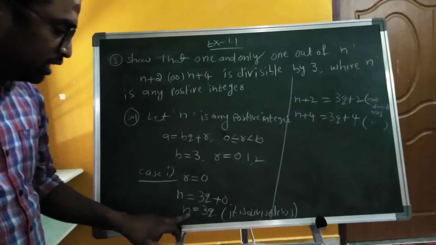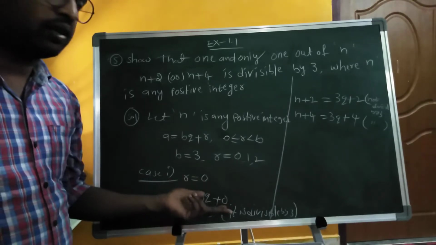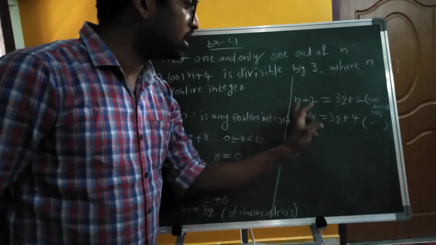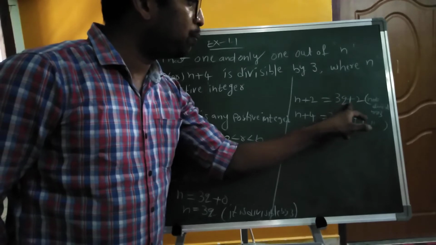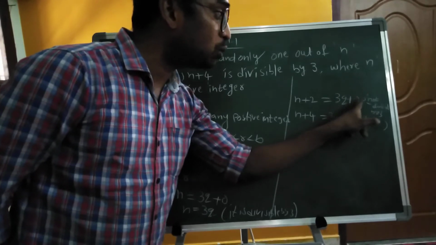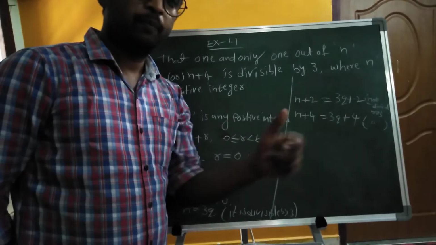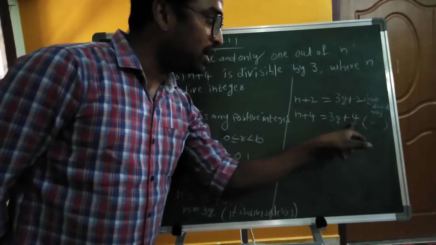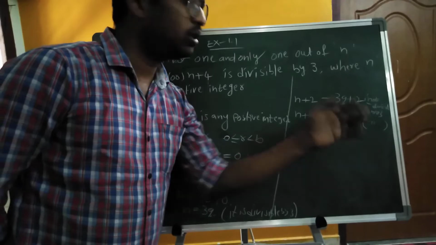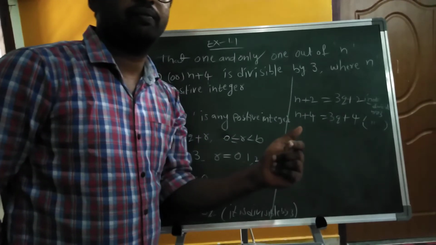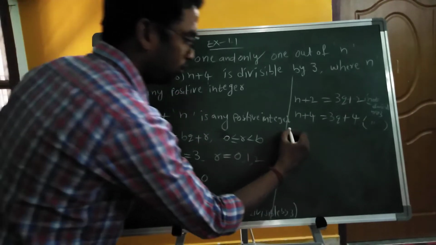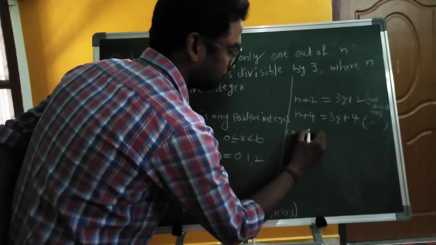Here already n is equal to 3q, which is divisible by 3. So n plus 2 is equal to 3q plus 2. That means the remainder here is 2. If the remainder is 2, that's why n plus 2 is not divisible by 3. Clearly, here the remainder is 4, so it is also not divisible by 3. Are you clear?